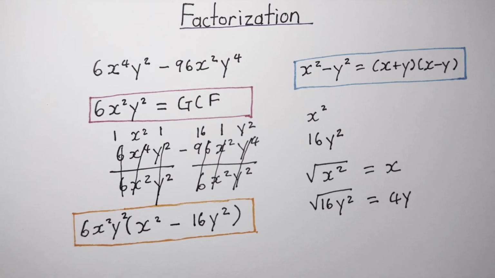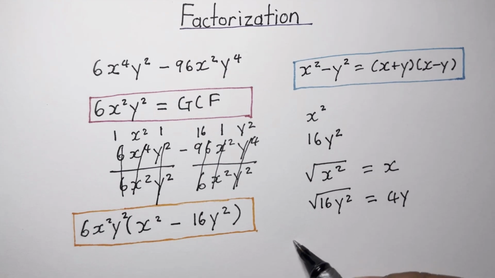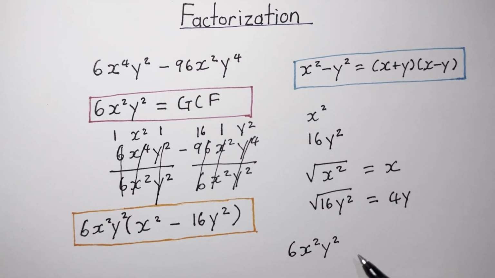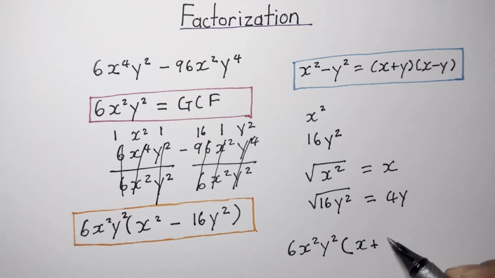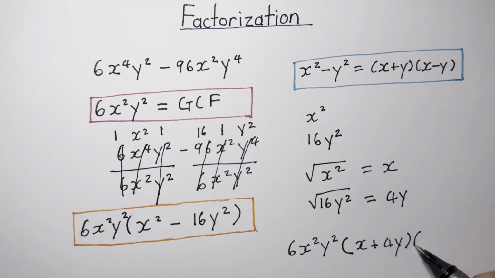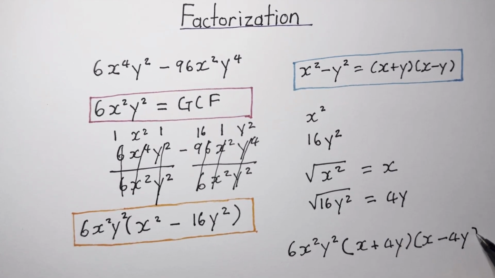And our answer is 6x squared y squared times x plus 4y times x minus 4y.